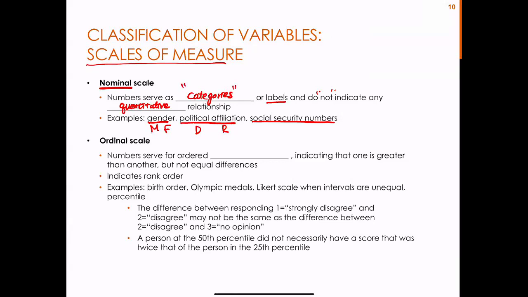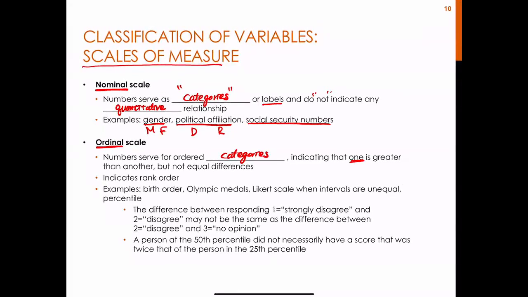The next one is the ordinal scale. Numbers are for ordered categories, indicating that one is greater than another, but not with equal differences. So it indicates rank order. For example, bar order, Olympic medals, Likert scale when intervals are unequal, and percentile.